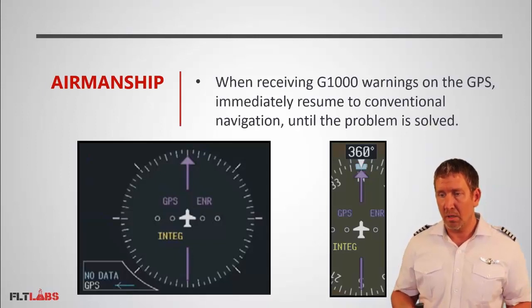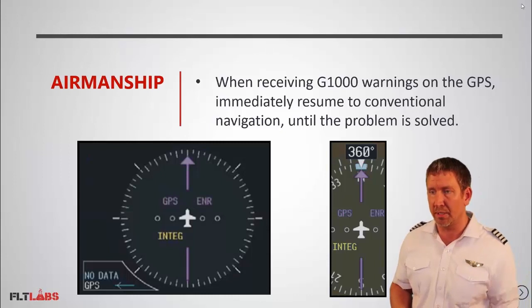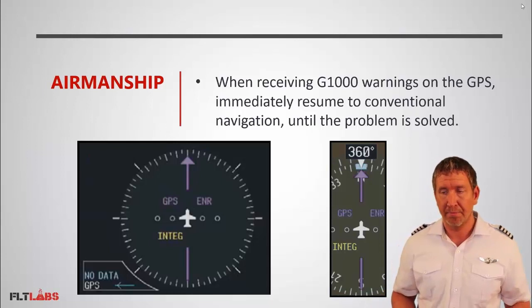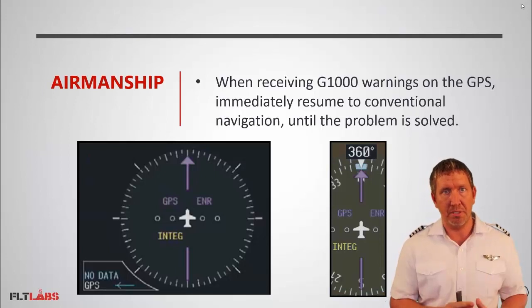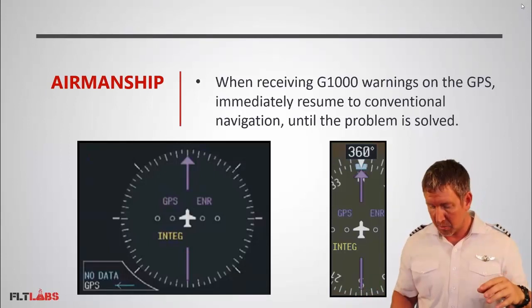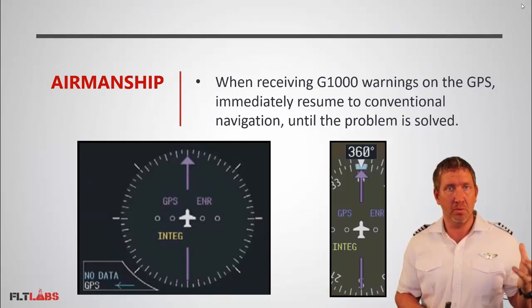Those are some of the errors that we'll see when it's not working properly. We see we lost all of our numbers around here, and then we see that integrity message, as well as the CDI is missing. When receiving G1000 warnings, immediately resume conventional navigation until the problem's solved. Okay, very important, because this thing happens, bang, now we need to immediately transition to our conventional, whether it's using our outside visual references. Oh, okay, hey, I know where I'm at, there's that mountain, it's correlated on my chart, we're good. Now we could sort of begin to troubleshoot what's going on.